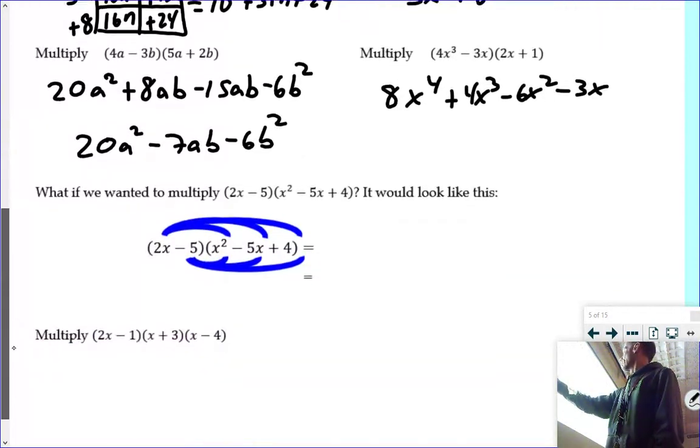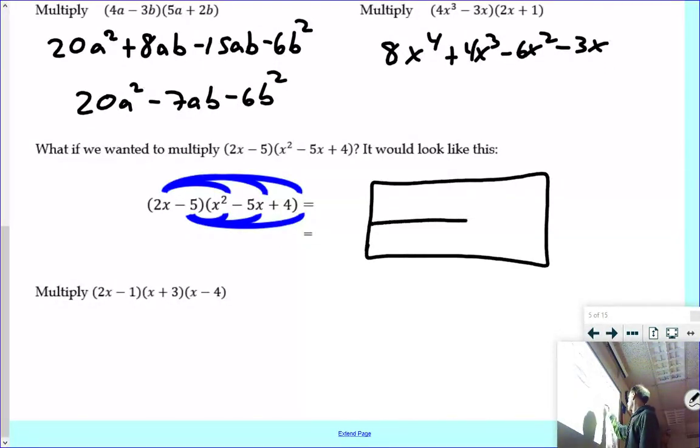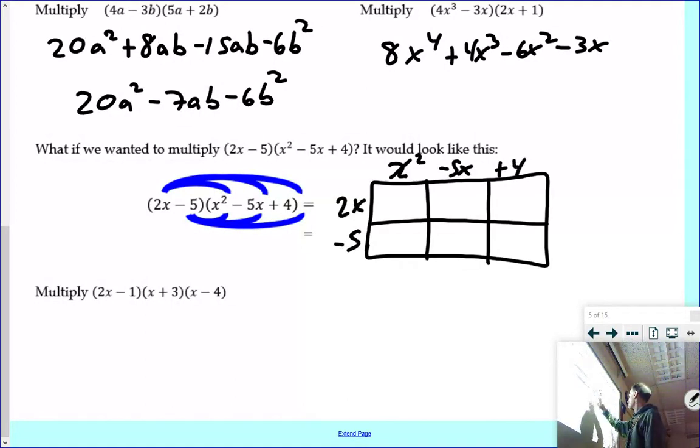Now, as we get down to a little more complicated ones, like this one, we got 2x minus 5 times x squared minus 5x plus 4. We can do it kind of the way the figure shows. We can distribute the 2x through everything, and we can distribute the negative 5 through everything, combine like terms at the end and get the answer. You could also set up a box, or it could be a rectangle. So you can do x squared minus 5x plus 4, 2x and minus 5, fill in the boxes, again, combine like terms, get your answer.